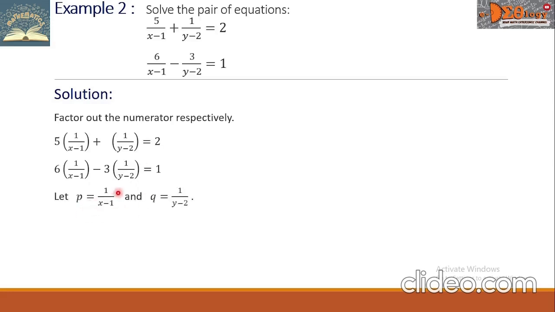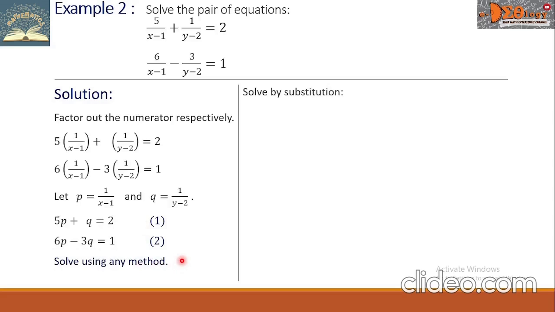Then we let p equals 1 over x minus 1 and q equals 1 over y minus 2. The two equations become 5p plus q equals 2. Second equation, 6p minus 3q equals 1. So this is first equation, second equation. We will now solve using any method. Let's say we solve by substitution. From equation 1, we have q equals 2 minus 5p. Let this be equation 3.